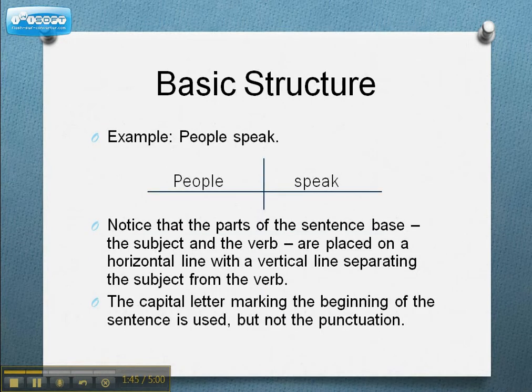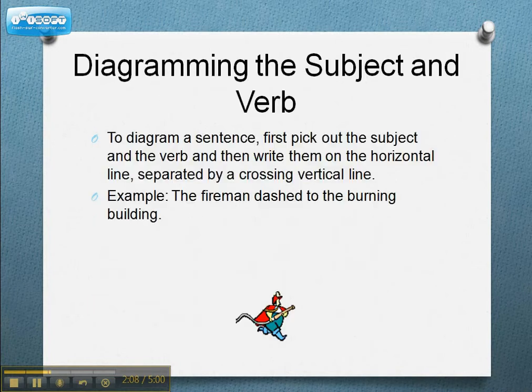Another example, people speak. Who is the sentence about? People. And what do they do? They speak. So we have our subject, people, on the left, with our verb, speak, on the right. The parts of the sentence base, the subject and verb, are placed on a horizontal line with a vertical line separating the subject from the verb. Now the capital letter marking the beginning of the sentence is used, but not the end punctuation.